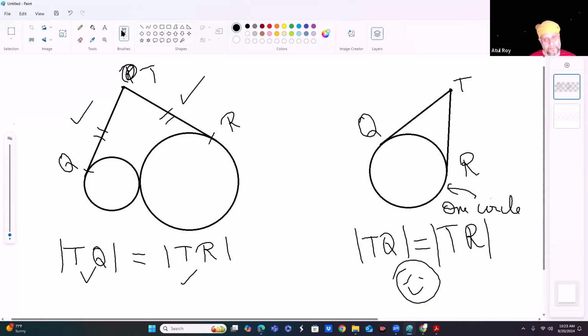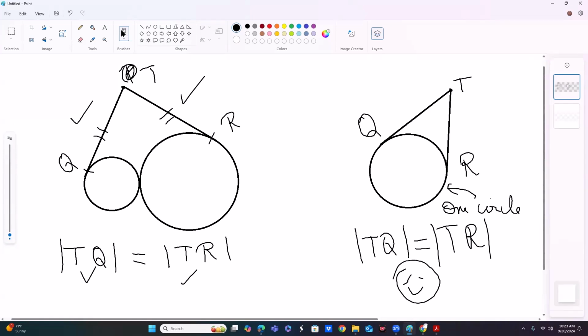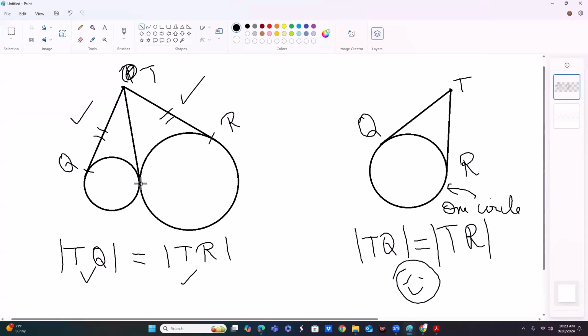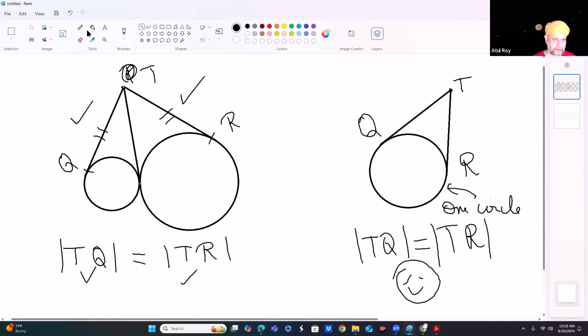So what we can do is draw the line from T, from the bottom of the circle, to the common point on the circle, you meant, right? Yes. Beautiful. Very good. So let's call this point P, right? Am I clear?